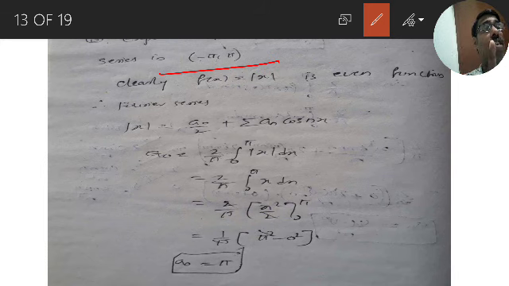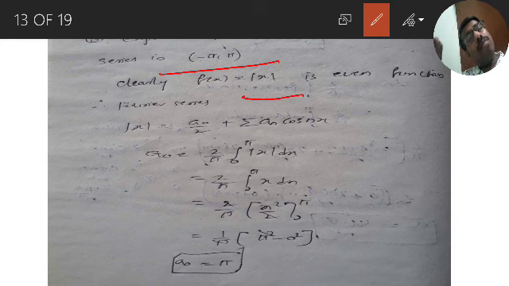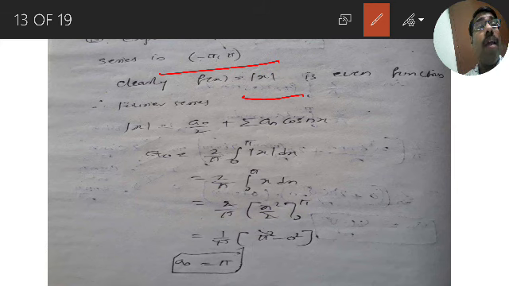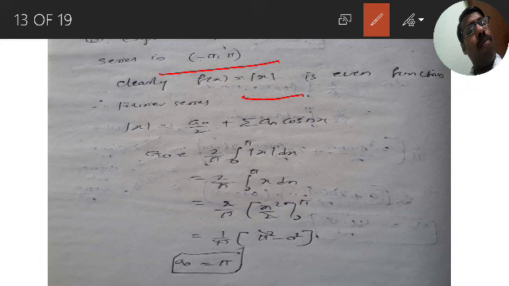The first essential thing is the interval should be minus pi to plus pi. And the second one is the function is a mod. All mod functions, mod x, mod cos x, mod sin x, mod x square, mod x cube, mod tan x, mod sec x, whatever you take, mod functions are even functions. So the given function f of x equal to mod x is an even function and is given on the interval minus pi to pi. So both are satisfied.